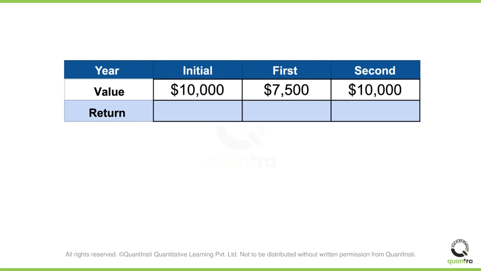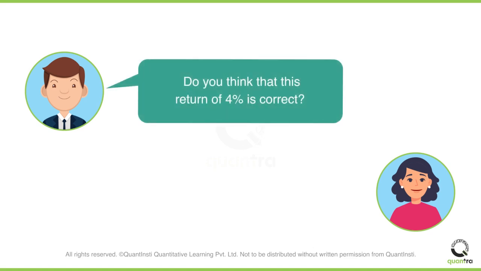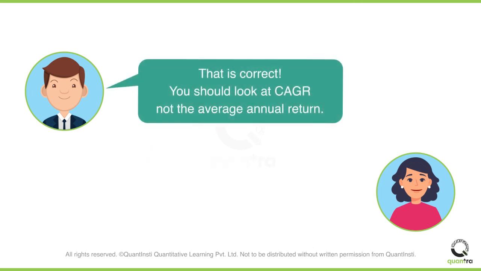In the first year, the strategy return is minus 25%, and in the second year, its return is 33%. When we calculate the average return, we find that it is 4%. John asks Sophie if she is convinced that the strategy generated a return of 4%. Sophie tells John that a return of 4% is incorrect. Because we started with a capital of $10,000 and ended with a capital of $10,000, which is a return of 0%. John tells Sophie that she is correct, and the metric that she should look at is CAGR, and not the average annual return, as the CAGR is a better metric.